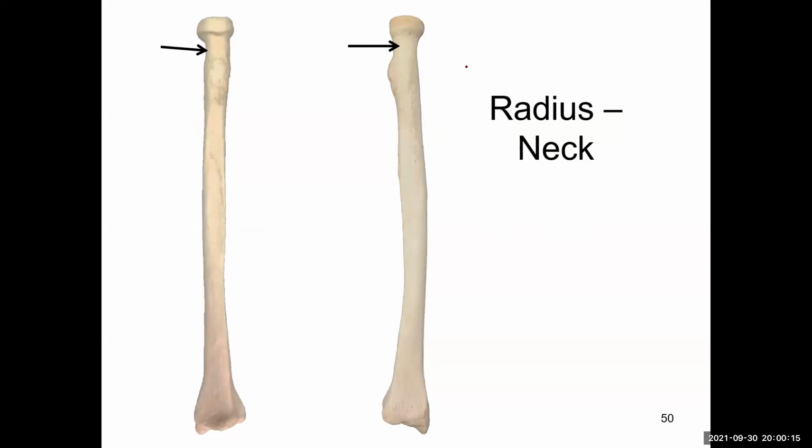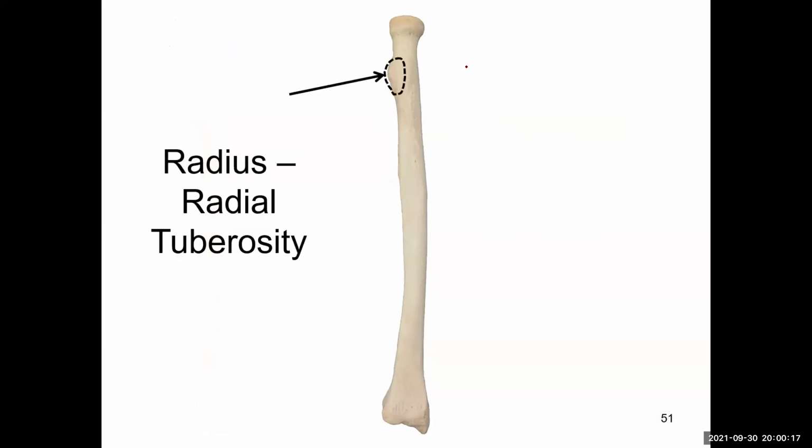And then you'll see a bump right below that, and that's the radial tuberosity. That's where your biceps tendon inserts onto the radius. It's a good anatomical landmark. Get familiar with that one.